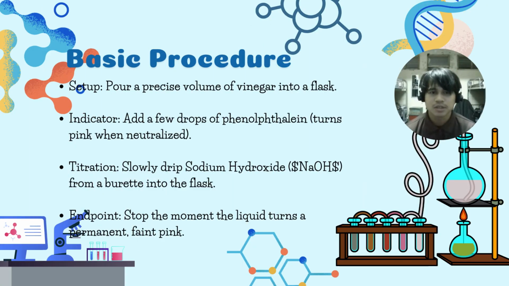The analytical procedure is both systematic and precise. First, a measured volume of vinegar is introduced into a flask along with a pH indicator. Next, a standardized base, typically sodium hydroxide, is carefully dispensed drop by drop from a calibrated glass tube called a burette. The exact moment the acid is completely neutralized, the indicator triggers a distinct color change to a permanent faint pink. At this precise endpoint, the flow is stopped and the exact volume delivered is recorded for the final calculation.